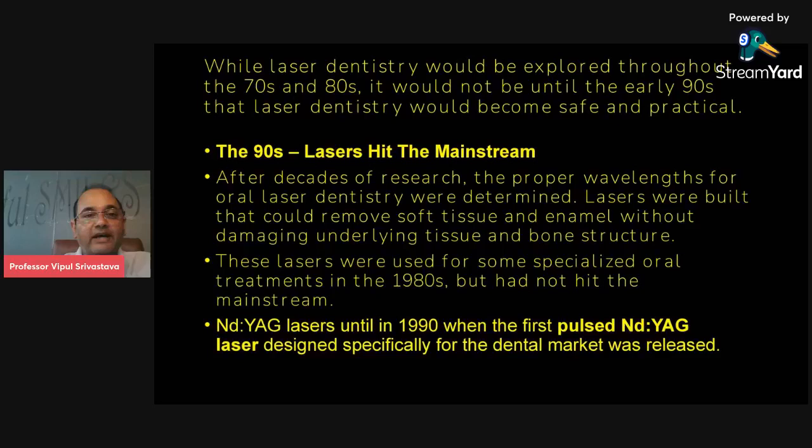While laser dentistry was explored throughout the 70s and 80s, it would not be until the early 90s that laser dentistry would become safe and practical. So when and how did it become so? The first dental laser approved for use in dentistry was around 1989-90, and that was the Nd:YAG laser. After a decade of research, the proper wavelength for oral laser dentistry was determined.